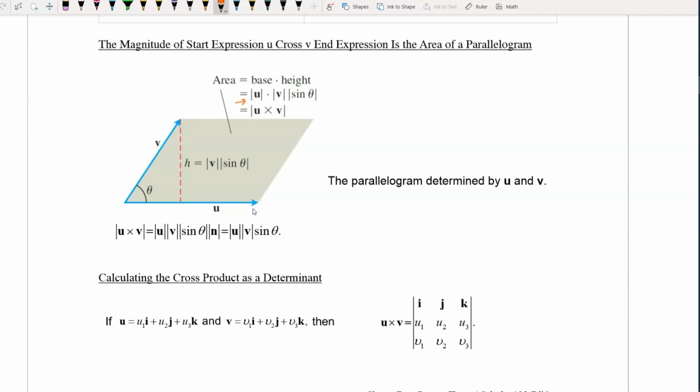Here we have angle theta between these two vectors, u and v. Here we have height, it is equal to the length of v multiplied by sine theta. But the magnitude of u cross v is equal to the length of u multiplied by the length of v multiplied by sine theta multiplied by the length of n. So that is equal to the length of u multiplied by the length of v multiplied by sine theta.